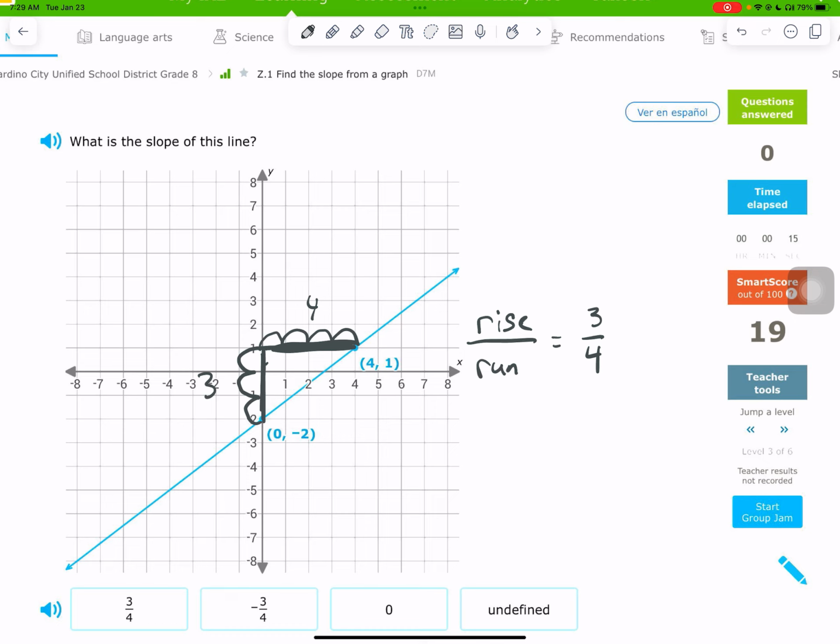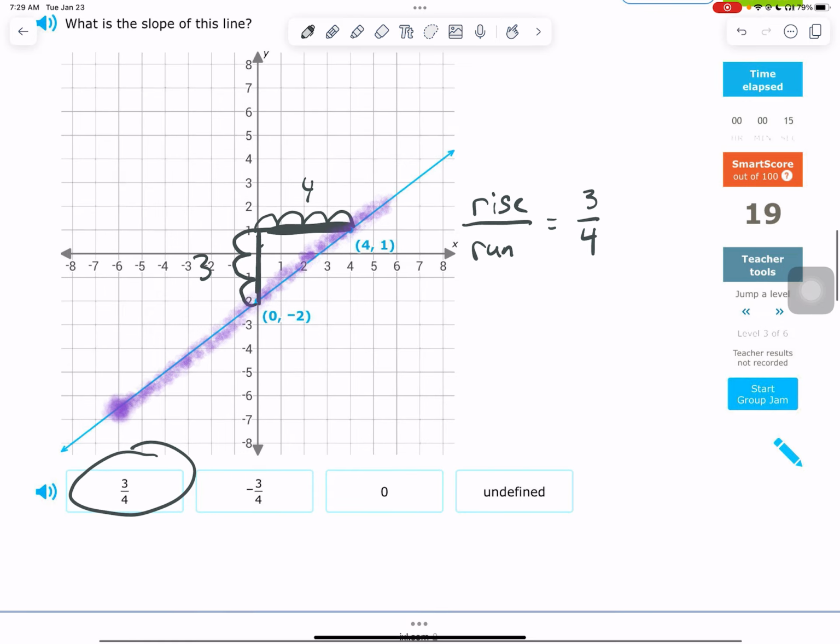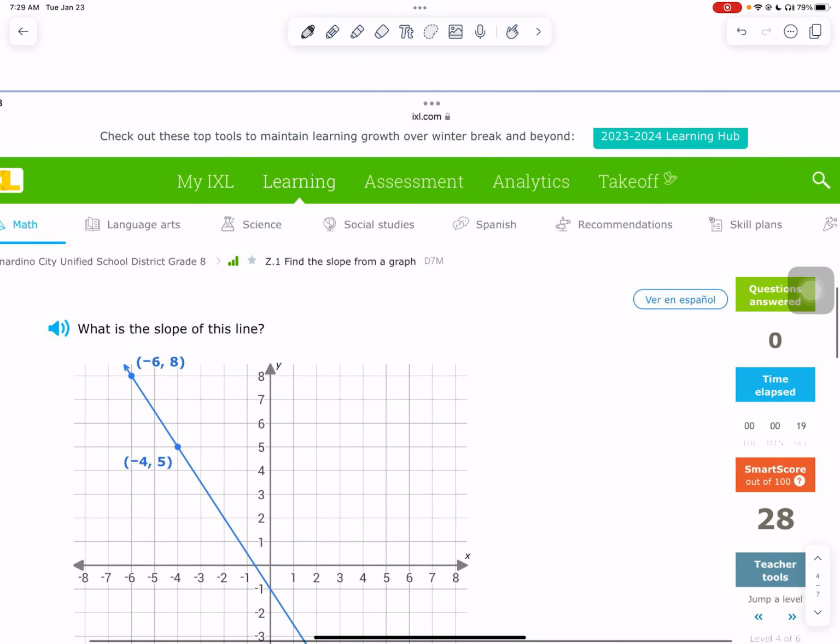My fourth step is to determine if this is going up from left to right or down from left to right. If I start at the very left side of this line and I travel along it, it is going up from left to right. So it is positive. And I do not need to simplify because 3/4 is already as simplified as it can be. My answer is right here, 3/4. All right, pretty easy so far.